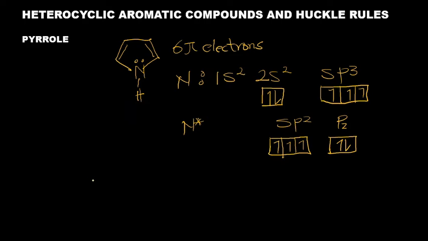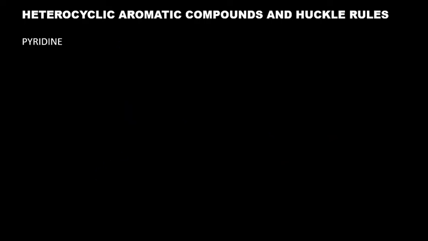Pyrrole is aromatic. Now let's look at another example. Let's look at pyridine. Pyridine, we all know pyridine is very popular. So pyridine is a six-membered ring, but then we have nitrogen in there. So this is pyridine.